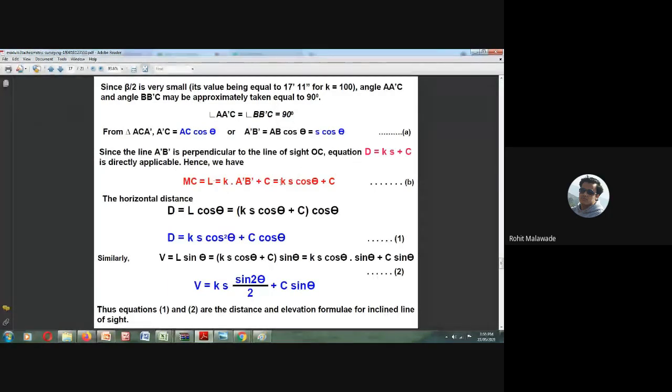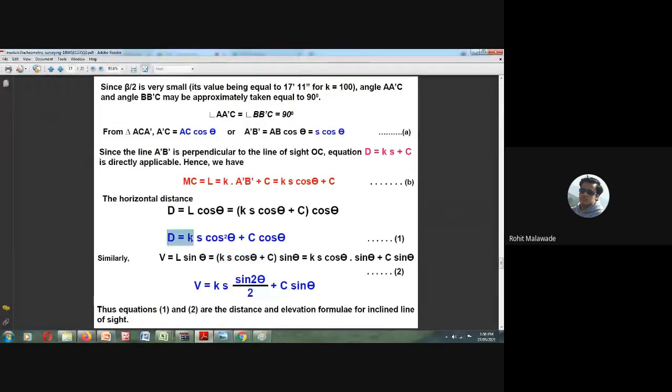From this particular thing we have already got L sine theta. So L cos theta, L is nothing but ks cos theta plus c, so it is L is nothing but ks cos theta plus c into sine theta. So totally it is becoming ks cos theta into sine theta. If you simplify this, we are going to get v as ks sine 2 theta divided by 2 plus c sine theta.